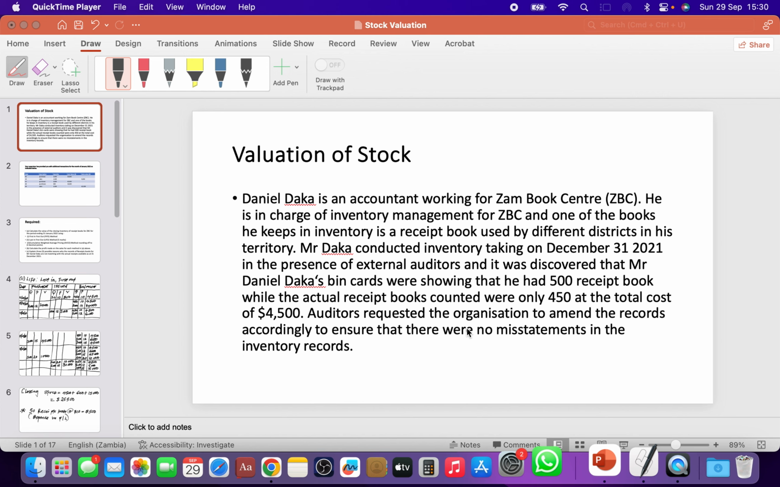Here, your tutor. We continue with stock valuation. We have looked at FIFO. Now we're going to look at LIFO, a method of valuing stock.